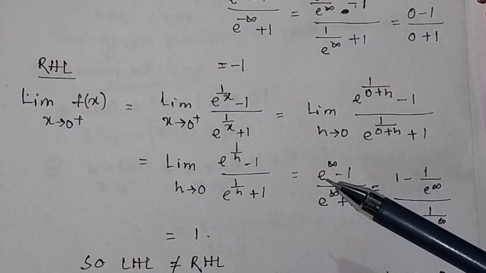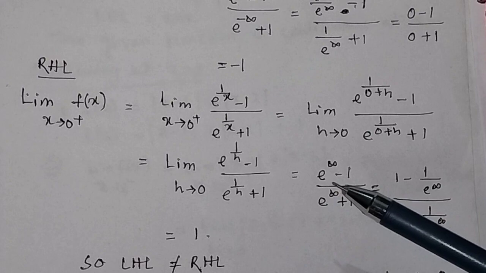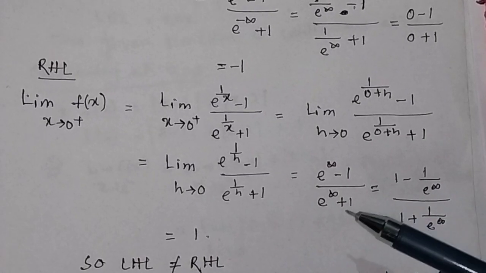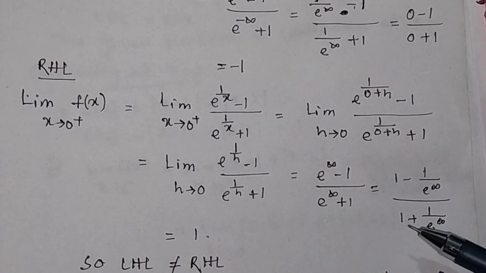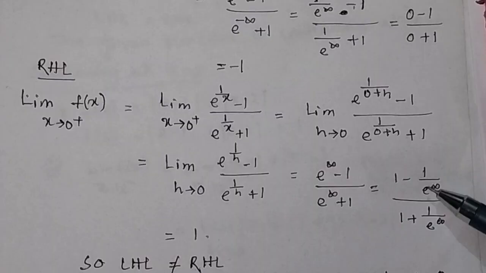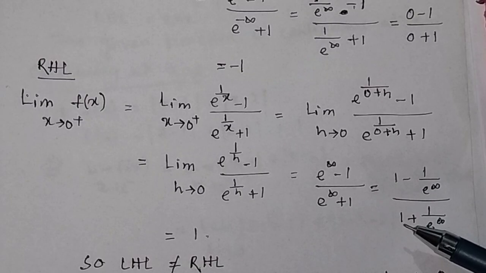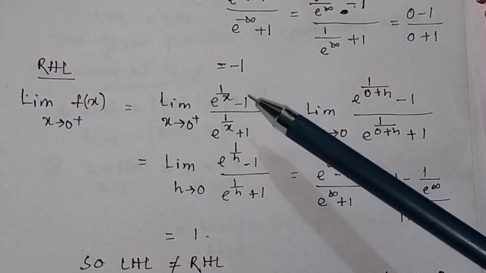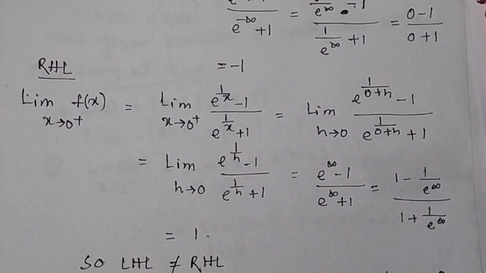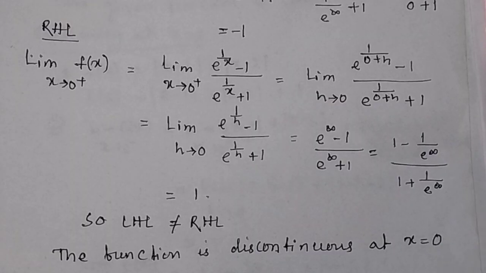If you divide by e to the power infinity in the numerator as well as in the denominator, e to the power infinity divided by e to the power infinity will be equal to 1, and the second term is 1 divided by e to the power infinity. Again in the denominator also, e to the power infinity divided by e to the power infinity is equal to 1, and the second term is 1 by e to the power infinity. And 1 by e to the power infinity is equal to 0. So in the numerator you have 1 and in the denominator also 1, so 1 divided by 1 is equal to 1. So you see the left hand limit is minus 1 and the right hand limit is plus 1. So the left hand limit is not equal to the right hand limit. That is why the function is discontinuous at x equal to 0.